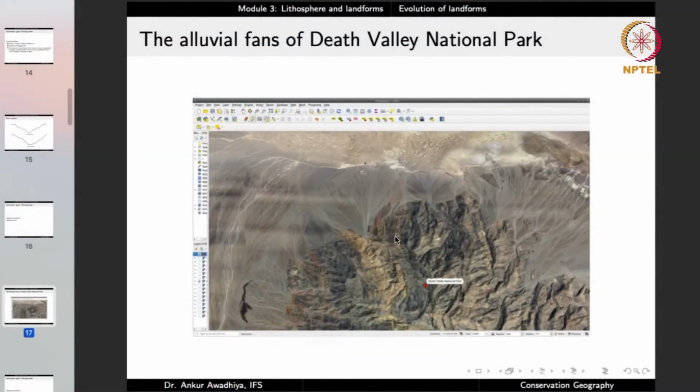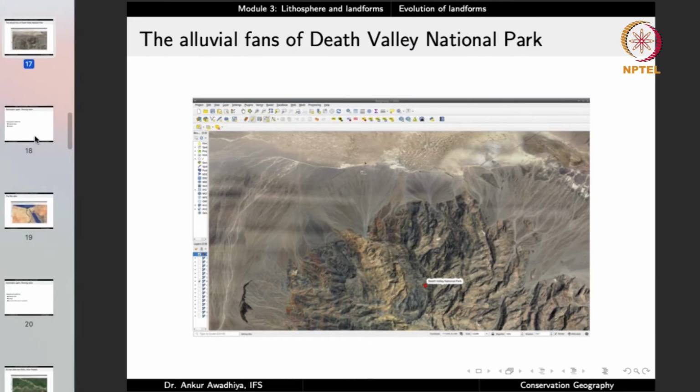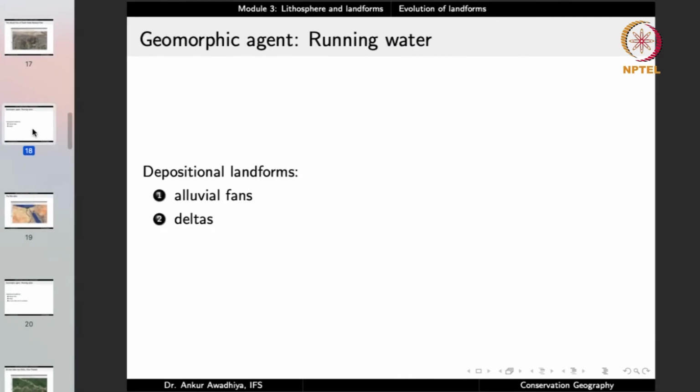Now, when it deposits these sediments, they will result in these fan-like structures. So this is the view from above. This is a satellite image, and in the Death Valley, the amount of rainfall is very little. But as soon as you have a rainfall, there will be some amount of erosional activity here and a large amount of depositional activity here, resulting in this fan-like structure. So you can observe a fan here, there's another fan here, there's another fan here, and so on. So alluvial fans are depositional structures that are created by moving water.